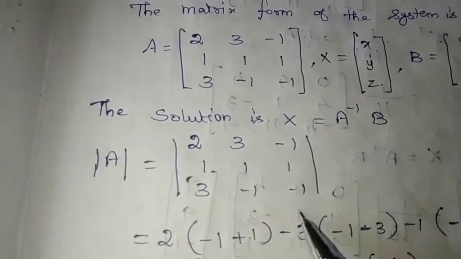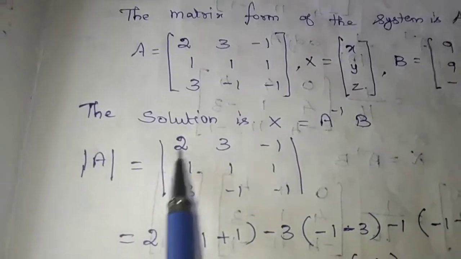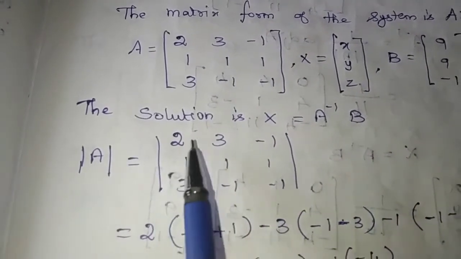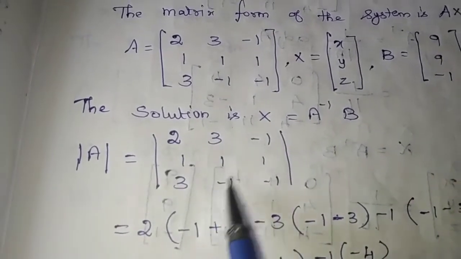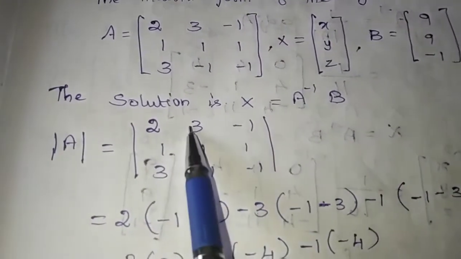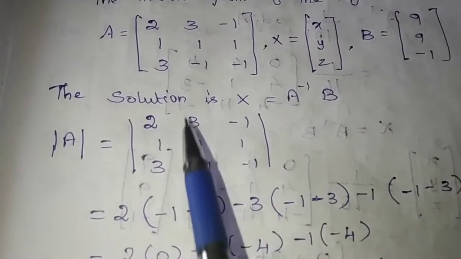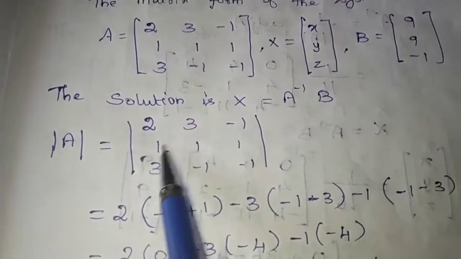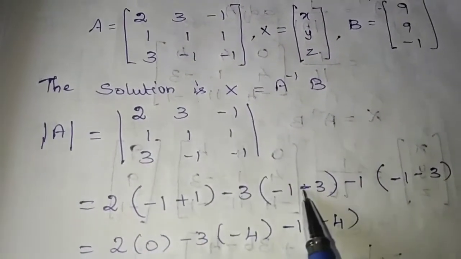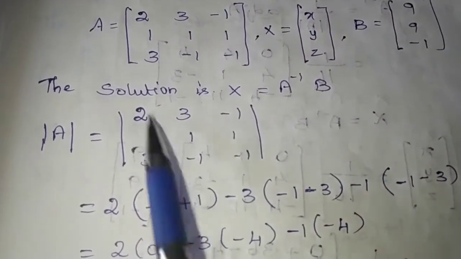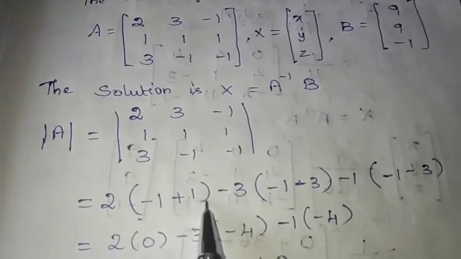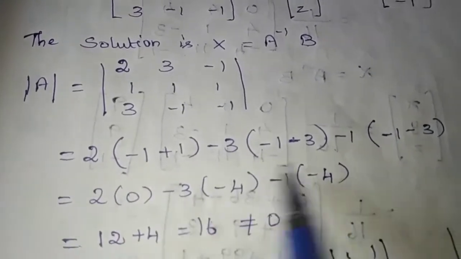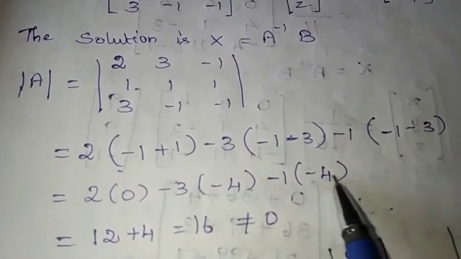Now for A inverse B, first we want to find modulus A. For a 3 by 3 matrix, using the first row, expand: 2 into minus 1 plus 1. For the second term, take minus 3, leave this row and column: minus 1, minus 3. Next, minus 1, leave this row and column: minus 1, minus 3. Here minus 1 plus 1 is 0. Next minus 3, here minus 4, minus 1, here also minus 4.